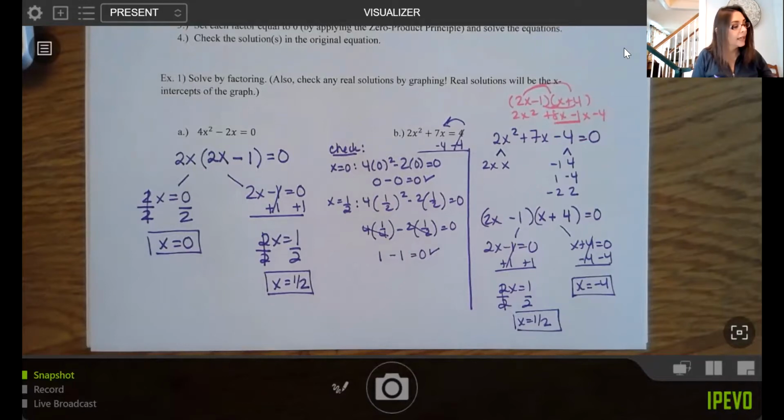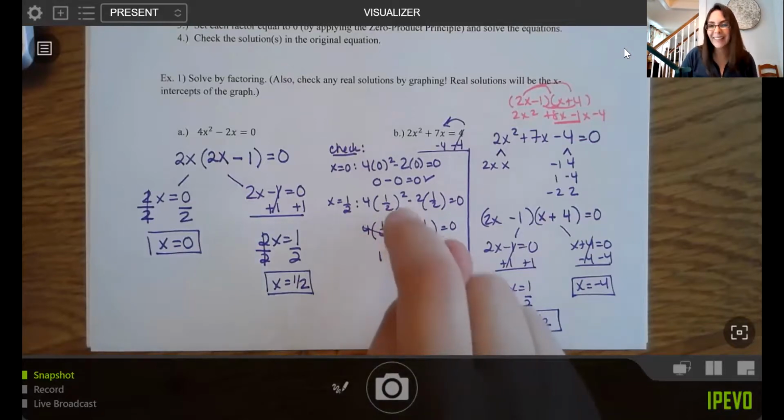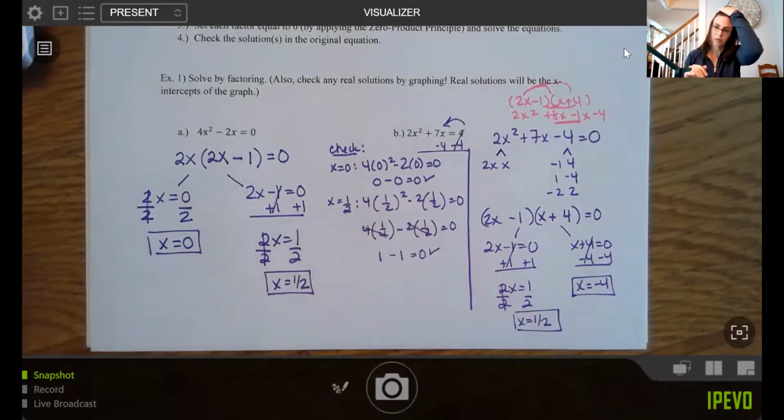All right. So the other thing I want to do here is I do want to show you how to check using a graph as well. It's a good check, although the best check is to actually plug them back in, right? Because graphs are a little bit more visual. Sometimes they're a little harder to see exactly where you have x-intercepts. But I do want to show you that. So let me stop sharing for 1 second.